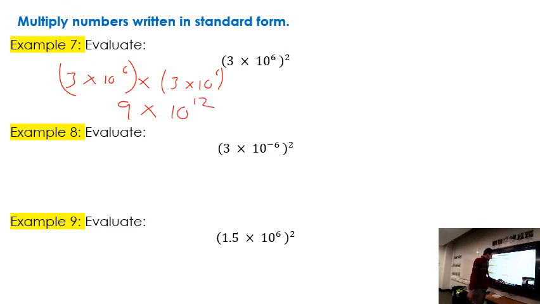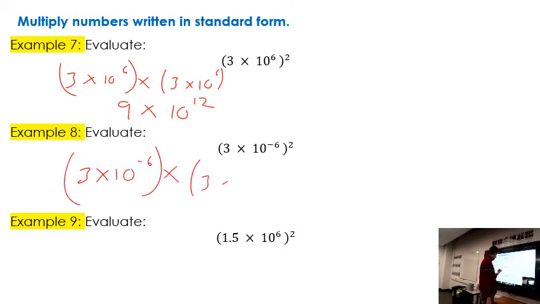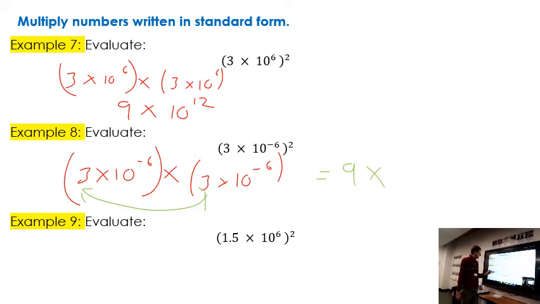Okay, let's have a go at this question here. Again, we square it. This is 3 times 10 raised to negative 6 times 3 times 10 raised to negative 6. Okay, so we multiply the 3 with the 3. So this is going to be 9. Then we multiply the 10 raised to negative 6 with the 10 raised to negative 6. The base is the same. We're multiplying, so we add the powers. So this is going to be 10 raised to negative 12. Check again that this number is between 1 and 10.